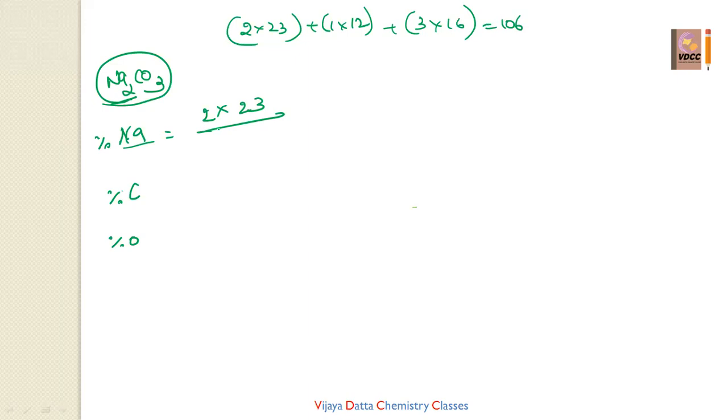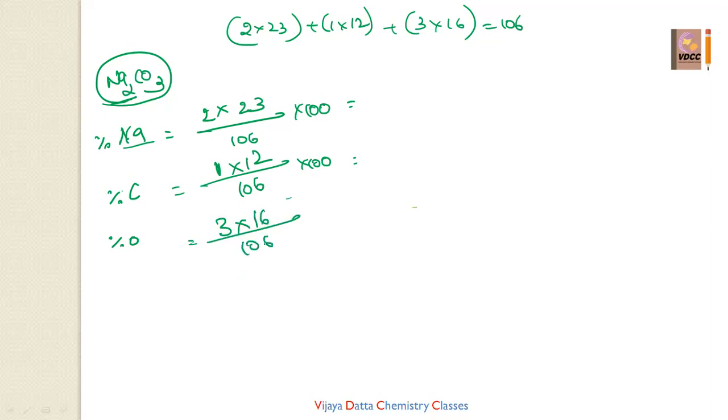That's why if you remember some of the molecular weights, it will be easy for you. For example, AgCl and CaCO3 are compounds they ask frequently. So the percentage of sodium is 2 into 23 by 106 into 100. Coming to carbon, only one atom is there, with atomic weight 12, so 12 by 106 into 100. Percentage of oxygen: how many oxygen atoms do we have? 3 oxygen atoms. 3 into the atomic weight of oxygen, 16, by 106 into 100.